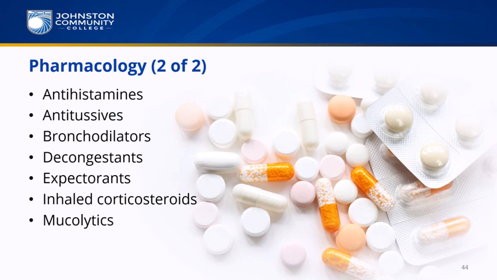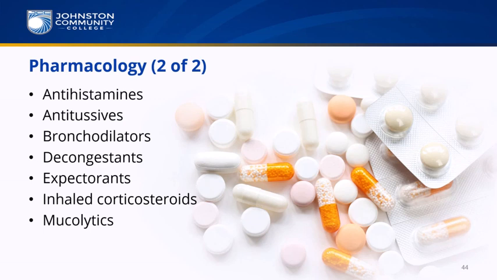Examples are Tavist, Benadryl, Claritin, and Allegra. Antitussives are drugs that suppress the cough reflex. An example would be Delsym or Robitussin AC. Bronchodilators are drugs that relax the bronchi to improve ventilation to the lungs. Examples include albuterol and Atrovent. Decongestants are drugs that reduce congestion or swelling of the mucous membranes. An example of this would be pseudoephedrine or Sudafed PE.